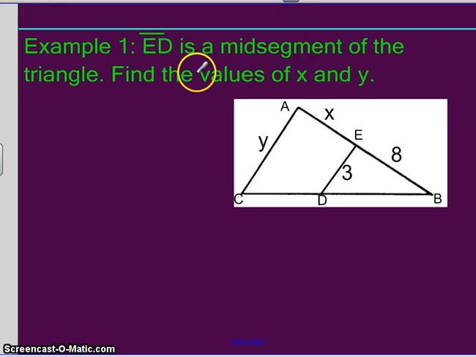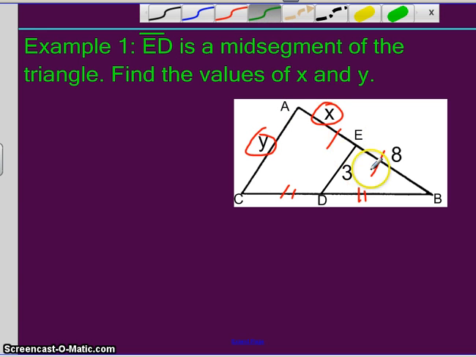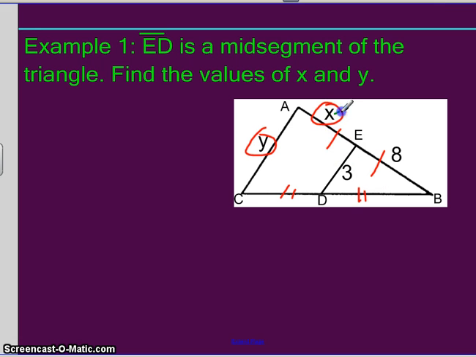We got an example 1. We got DE is a midsegment, so we know that these two are going to be congruent. We know that these two are going to be congruent. I'm going to go ahead and mark that in the picture real quick. It says find the values of X and Y. So here's X, there's Y. Let's see if there's any hard stuff we need to do here. Well, obviously we've already got this marked congruent with this, so X has got to be 8.